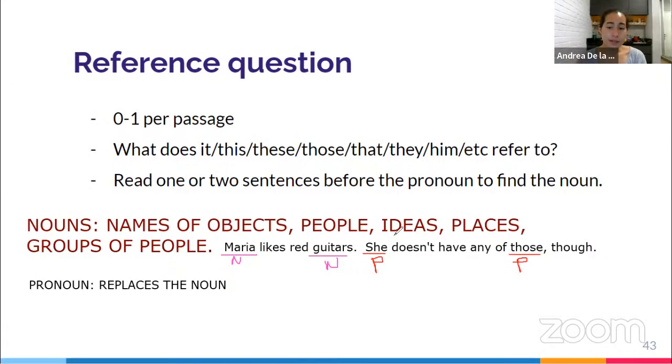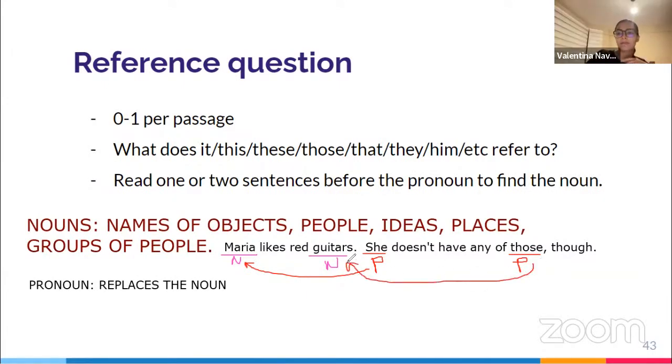Why? Because if you think about it, in the second sentence, the word she is replacing what? Is referring to what? To Maria. Exactly, to the noun Maria. And the word those is referring to? Guitars. Exactly. So we are replacing them. Of course, we could again mention the nouns, and we could say, Maria likes red guitars. Maria doesn't have any red guitars. So we can do that, but it would sound weird in a paragraph, right? To repeat too much, Maria guitars, Maria guitars. It's repetitive. Now, in order to avoid that repetition, we have created pronouns, which replace those nouns and refer to them, right?